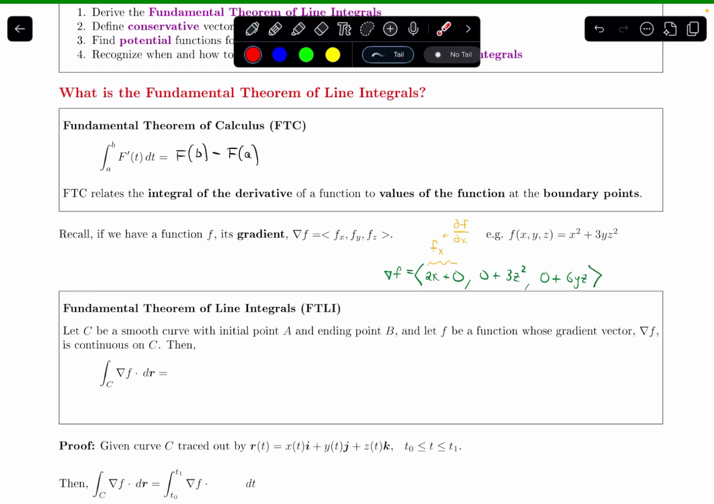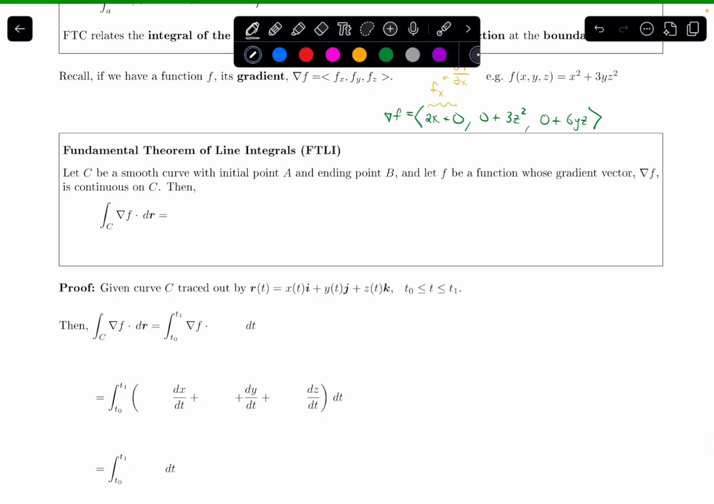So, all right, so what does the fundamental theorem of line integrals say? If I have some smooth curve C with some initial point A and some ending point B, I'm going to draw a picture here. So imagine I have some curve here with some initial point A, some ending point B. I'll draw arrows for the direction of motion. Okay, so I have an initial point, some ending point, and I have a function f, lowercase f, whose gradient vector happens to be continuous on this curve.